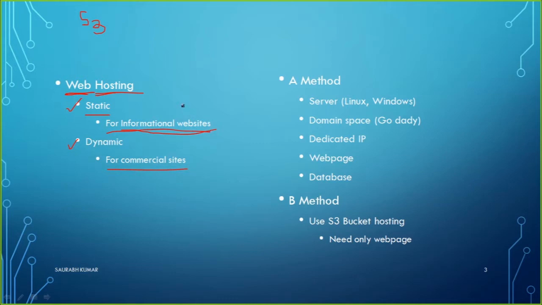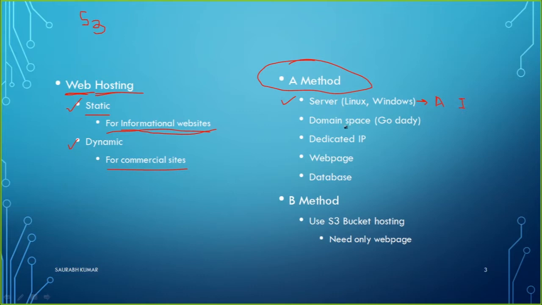Generally, to host a website, we have two plans, plan A and plan B. Plan A is generally used everywhere on a broad level. If you have a small organization or a big organization, they always use this method. They have a server computer, which can be either Linux or Windows. On top of that, they will be running a web service. If you are using Linux, it will be using Apache. If you are having Windows, it will be using IIS. So any of the web services will be running there.